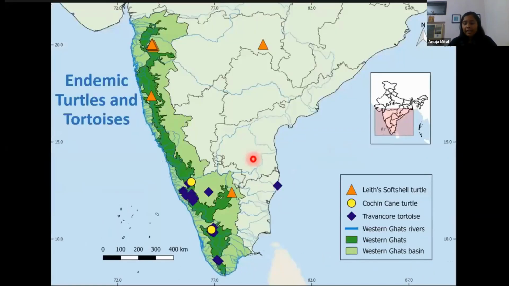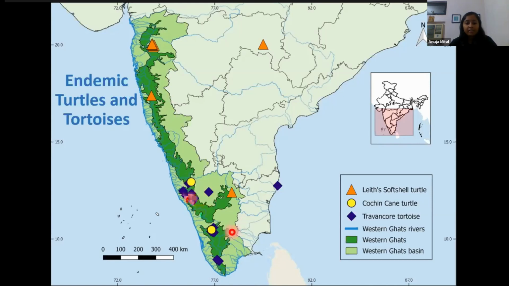So to quickly look at India's 3 unique endemic species, I plotted their locations on the Western Ghats layer, the stream system, and the Western Ghats basin area. So Travancore tortoises, with the purple or blue diamonds, we had 18 records, 8 records of the Cochin cane turtle, and 11 records of the Leith softshell turtle. These points are at really huge scale, so they're kind of overlapped here right now.